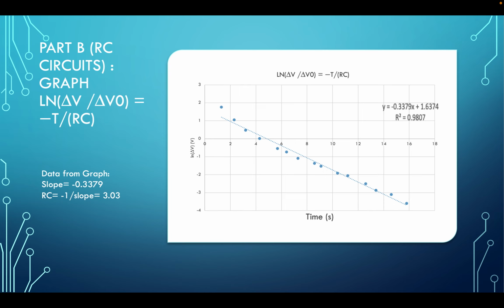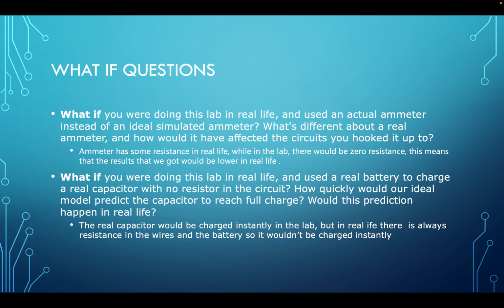And so by applying the formula that we had in our first formula, on our second slide, we get our slope to be negative 0.3379, and then to get our RC value, we do negative 1 divided by the slope, negative 0.3379, and we get our RC value to be 3.03.